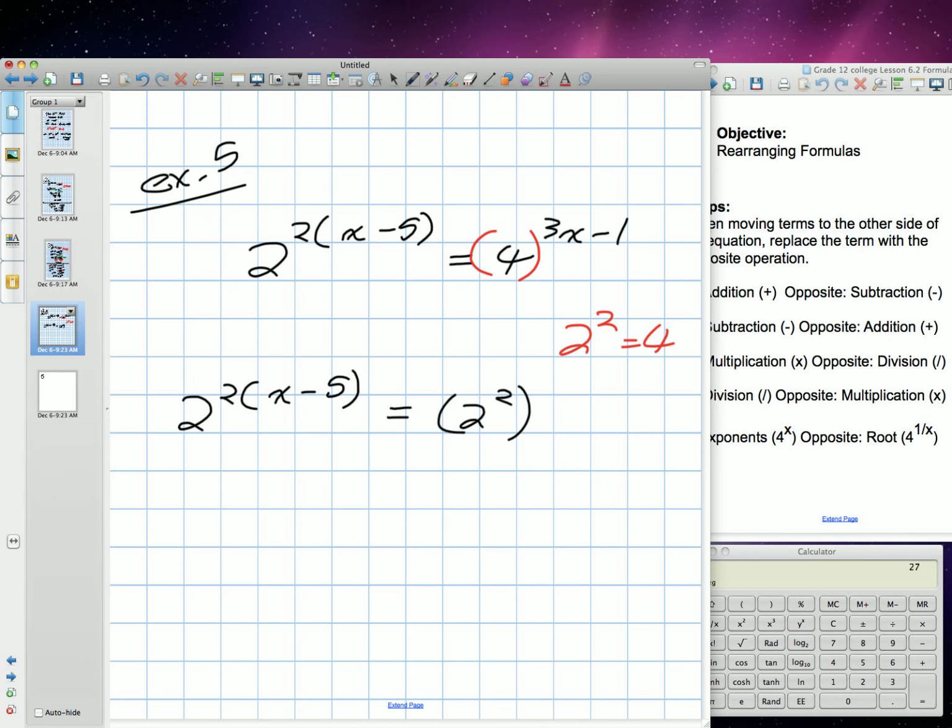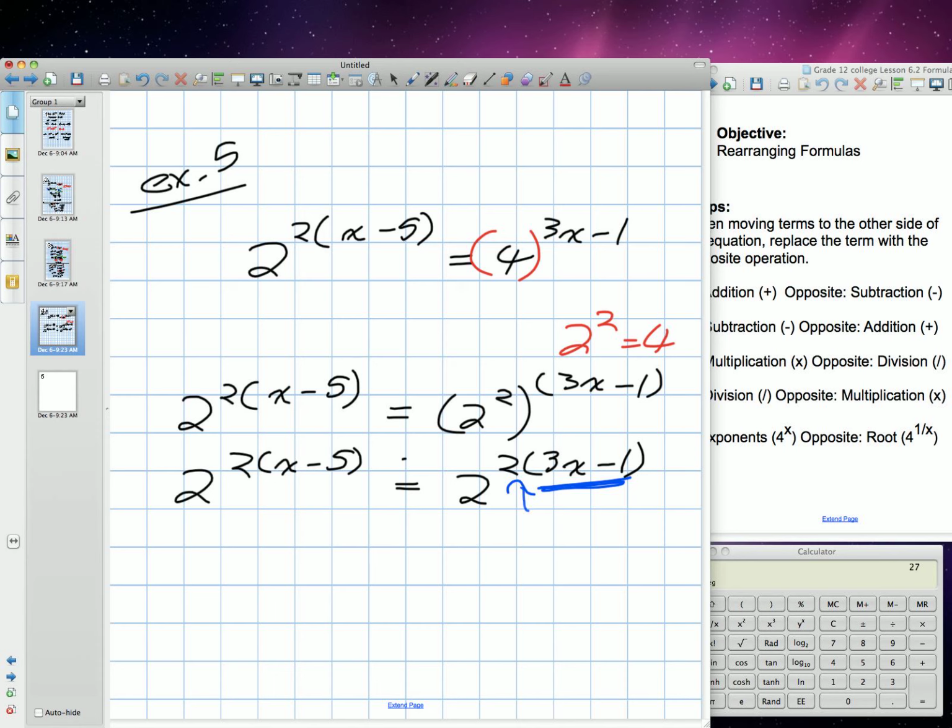Okay? It's the power of a power rule again. We need to multiply those exponents. So in other words, we get a question that says 2 to the power of 2x minus 5 is equal to 2 to the power of 2 times 3x minus 1. So this was the very important step here. This 2 needs to be multiplied by everything that was there before. We have to use our distributive property again.